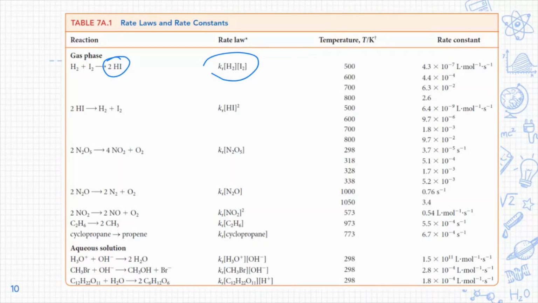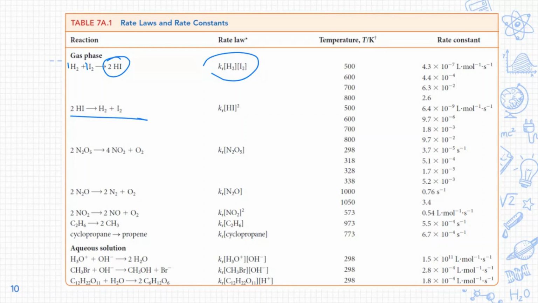But there is something you have to be careful of. Just because the coefficients in this case are 1 doesn't mean the rate law order will be 1. Just because it's H2 plus I2, the rate law would be something like this. Just because 2 reactants combine doesn't mean that your rate law will be second order, and we'll talk more about this later.